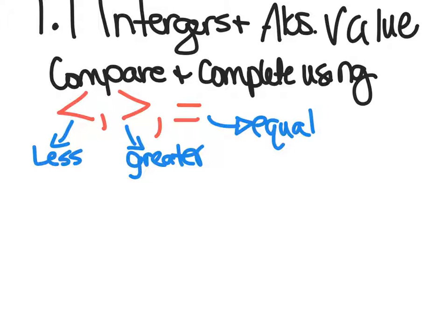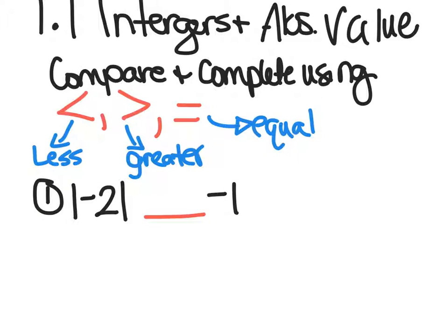Let's start with the first example. Number 1. Okay, so absolute value of -2, and then we're going to put some sort of symbol in this blank, compared to -1. Okay, so let's tear apart that absolute value of -2. So what's the absolute value of -2? Okay, it is +2. So +2 compared to -1. Well, which one is going to be bigger?